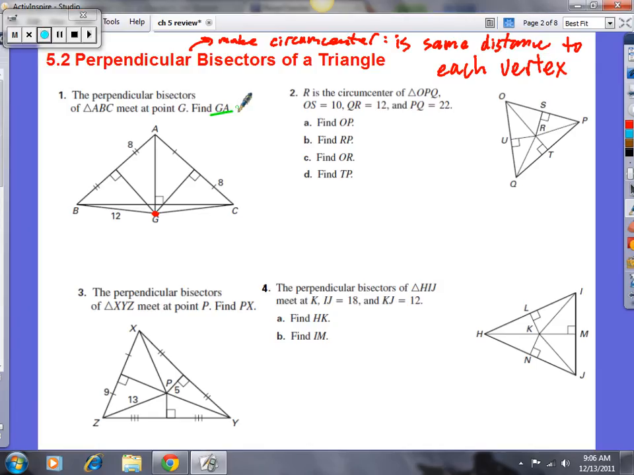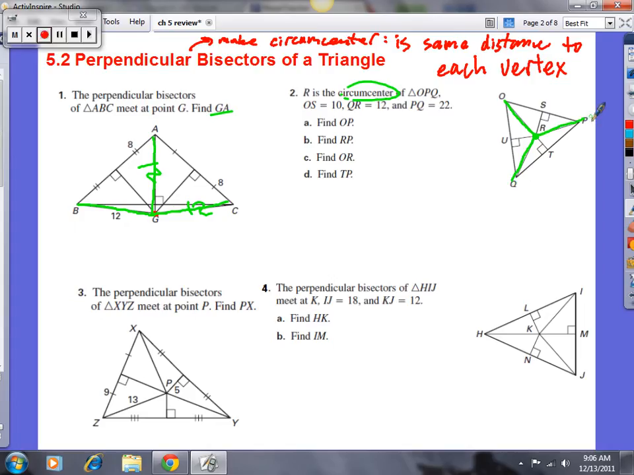You need to find the distance from G to A. From G to A is the exact same as G to B and G to C. So if this guy's 12, that guy's 12, that guy's 12. They're all 12. Number 2, they give you this, the circumcenter. As soon as you see circumcenter and read it, you got to know that that point R is going to be the same from O, the same from Q, and the same from P.